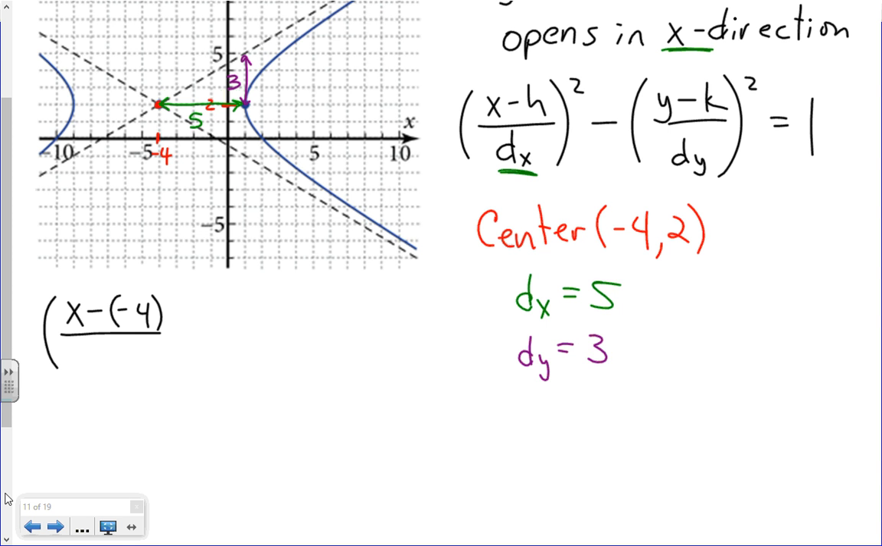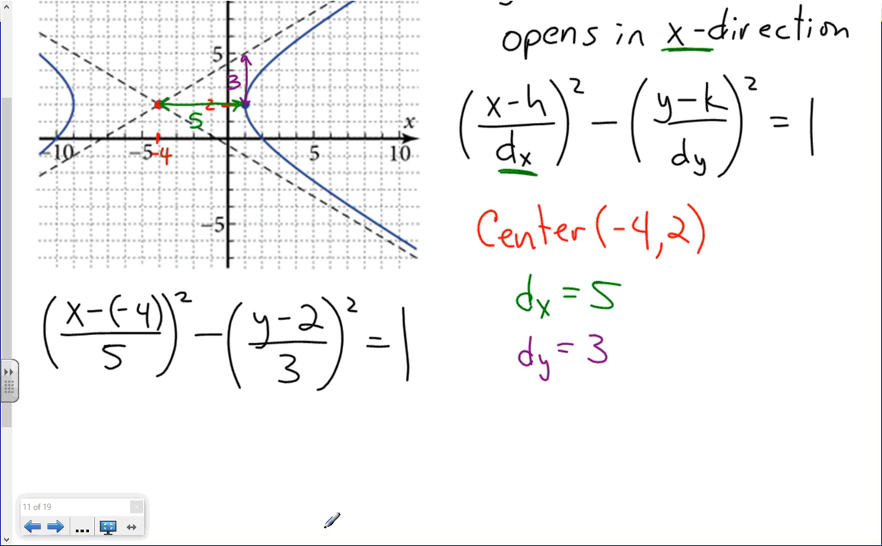And then it's divided by your x dilation, which is 5. We square that, and then I subtract y minus k, we found, was 2, divided by our y dilation, we said was 3. We square that, and that's equal to 1. Right there is our equation for that hyperbola.